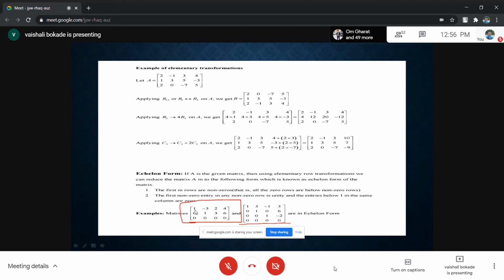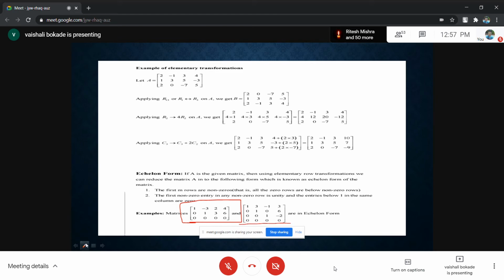The first non-zero row is 1 minus 3 2 4. The second non-zero row is 0 1 3 6, and I am having a third zero row here. Whenever I convert a given matrix to echelon form, I use row transformations only, and while using row transformations, sometimes I may get all the entries in a row as 0. So I may have a zero row, and I'll transfer that zero row to the bottom of the matrix.